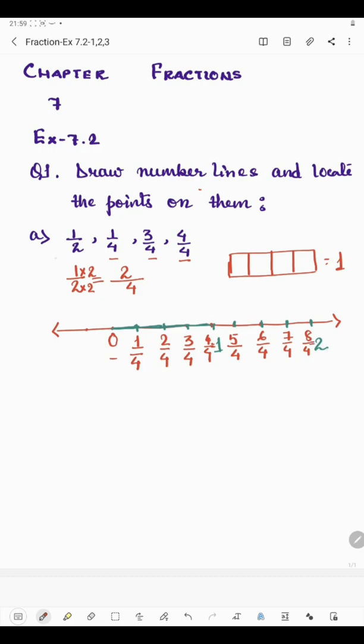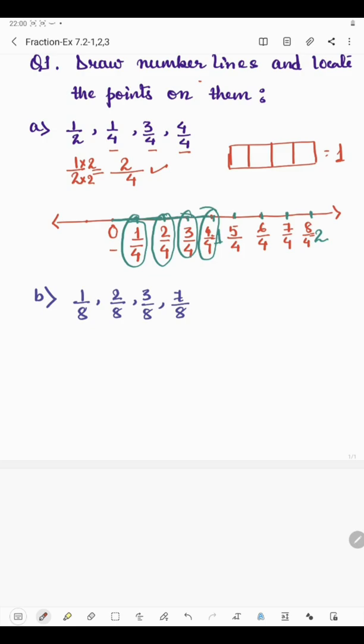Now here in the first part we have 1 by 2, and 1 by 2 means 2 by 4, right? So where is 2 by 4 on the number line? Here it is. Then we have to mark 1 by 4. Here is 1 by 4, 3 by 4, and lastly we have 4 by 4. So this way we will have to mark the points on the number line. Okay, now coming to the next part.